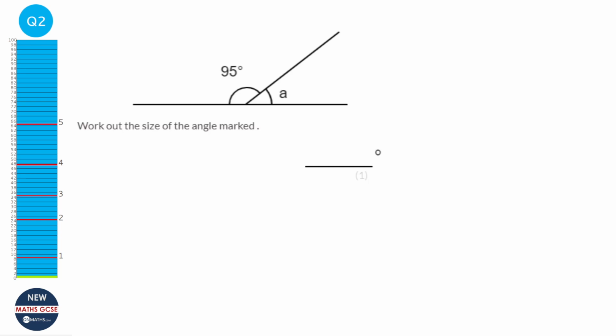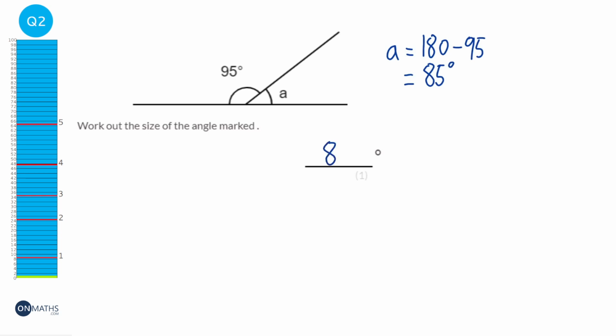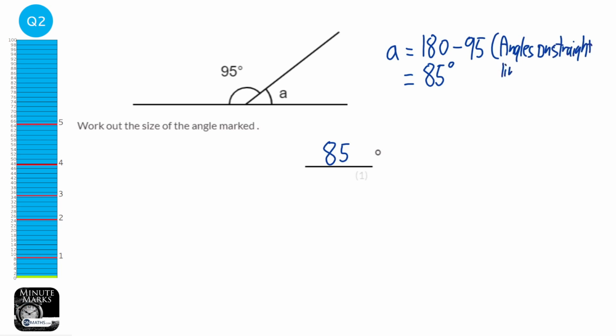Here we're given two angles on a straight line, and we know that all angles add up to 180 on a straight line. So to find out what A is, we're going to do 180 take away 95. 180 take away 95 is going to be 85 degrees. So angle A is 85 degrees, and the reason is that angles on a straight line add to 180 degrees. And try and get used to writing down the reason as well, because there are quite a lot of marks for the reasons.